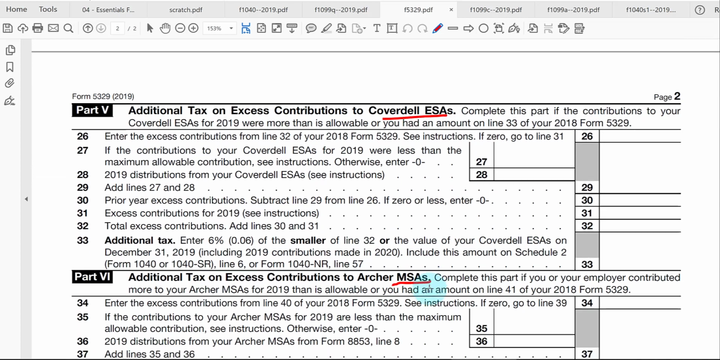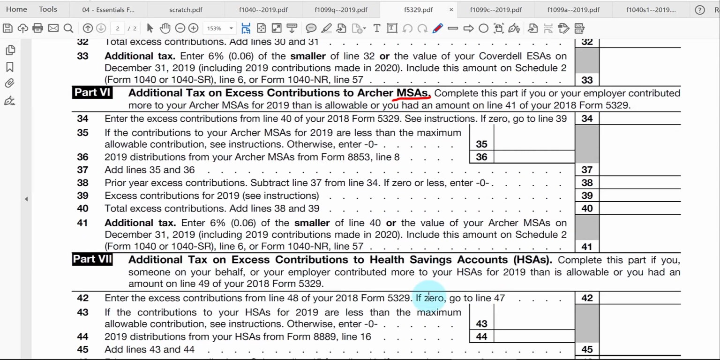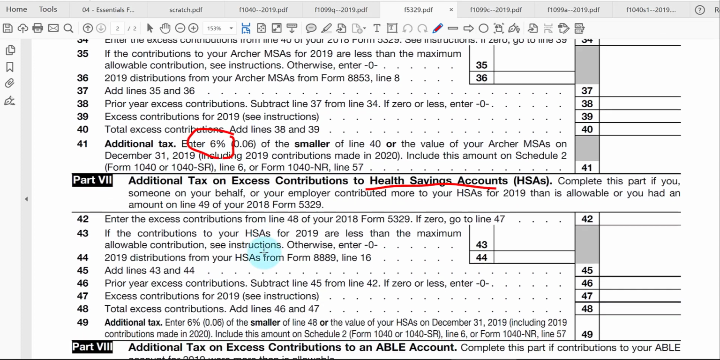Medical savings account over contributions. Health savings account we just talked about also. Yeah, you put too much money in. All of these are usually 6% if you have excess contributions.